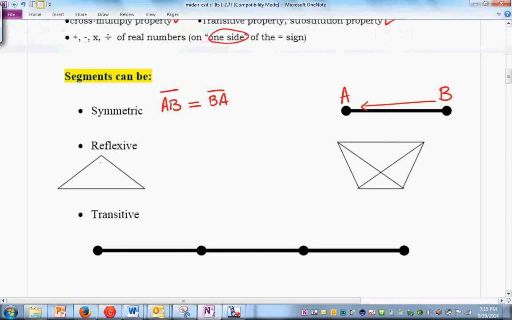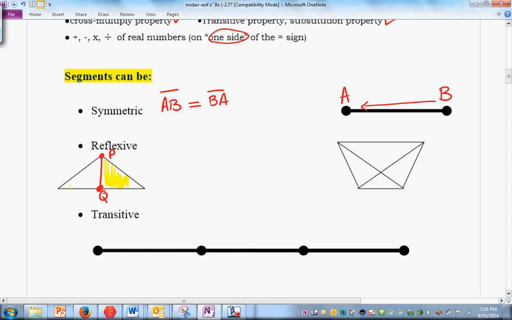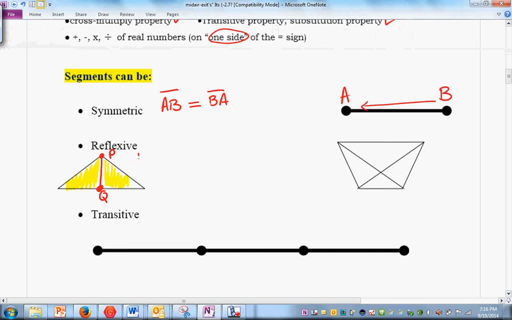Reflexive. Let's say if I draw in a segment right down the middle of this triangle, and now I've created two triangles, so that segment is exactly back to back with two separate triangles. We would write PQ is congruent to PQ. It's congruent to itself. Another example would be overlapping triangles.